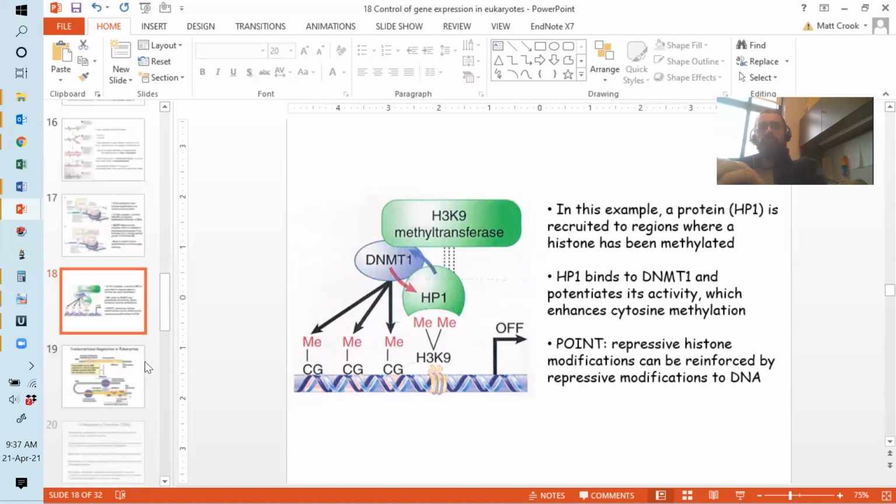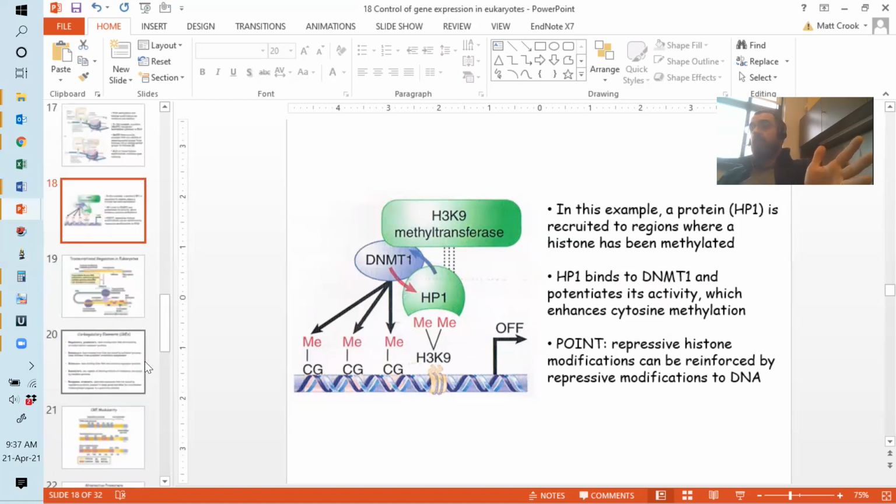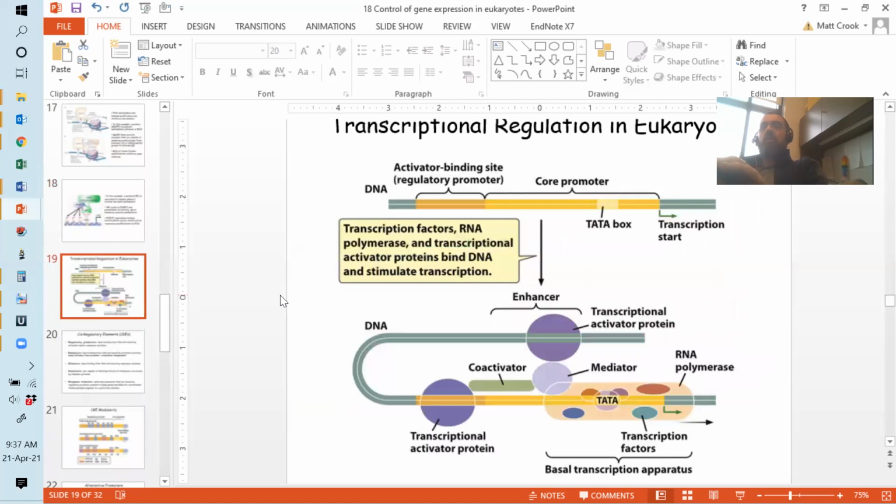Really non-trivial. And that's before we even get to the control of transcription, which is also crazy complex. So this is the basic view of control of transcription in eukaryotes. This arrow here is where transcription starts, and the gene goes that way, to the right.